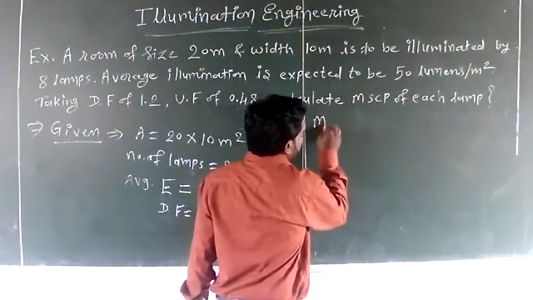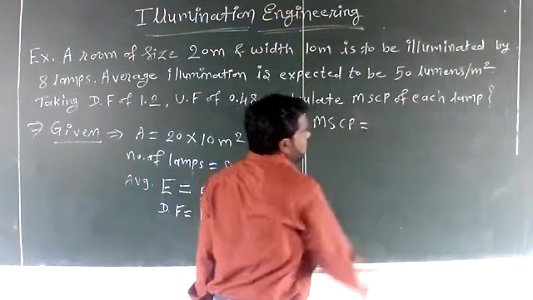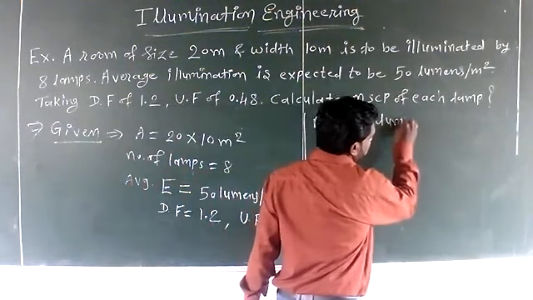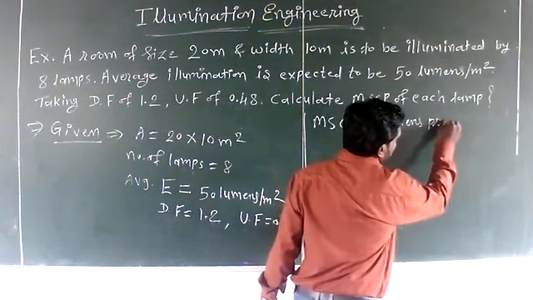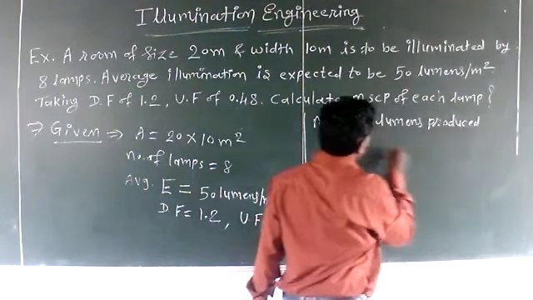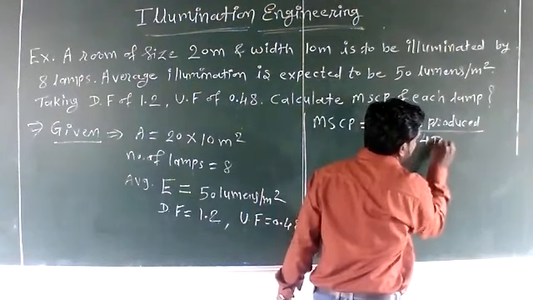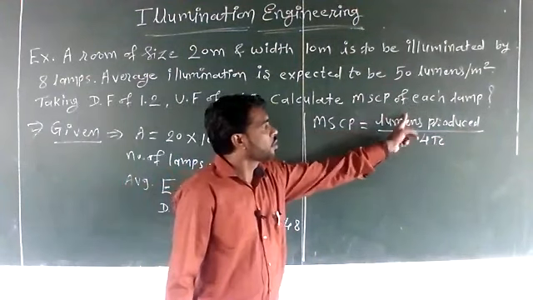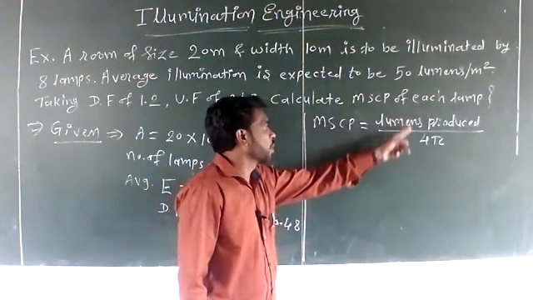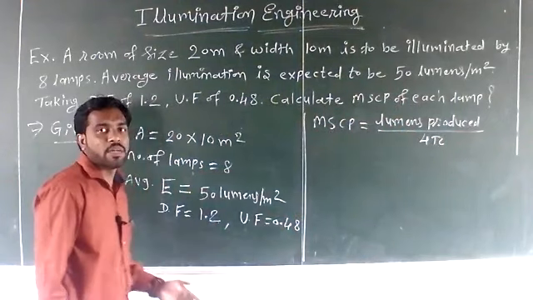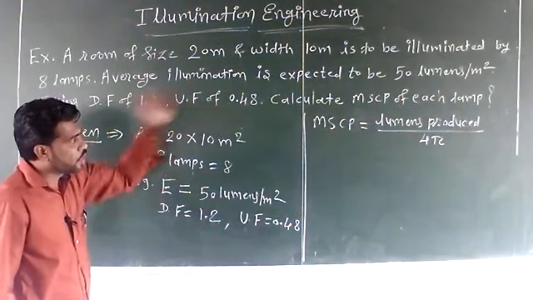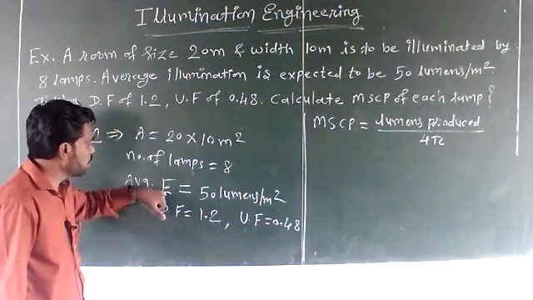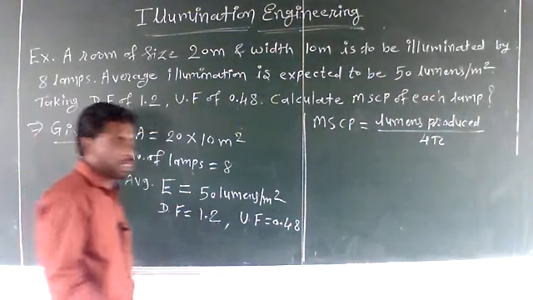So MSCP means mean spherical candle power. Mean spherical candle power is equal to the lumens produced upon 4 pi. So first you have to calculate the value of lumen produced. Then after that you can calculate the value of MSCP. So here illumination is given. So write down the formula of illumination.